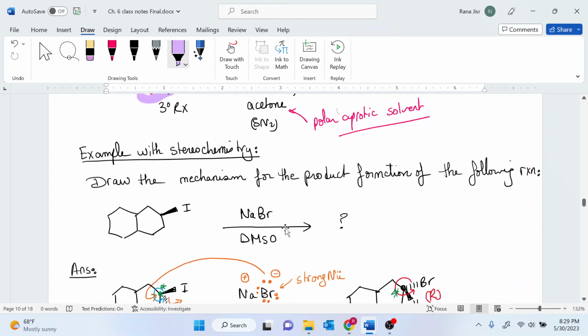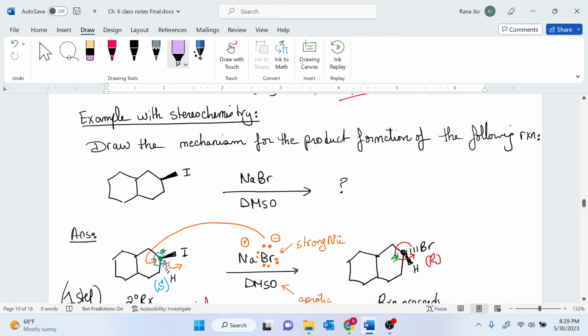Now let's have another example with the stereochemistry. If you are given the stereochemistry of the halogen, then in this case, you would need to show the stereochemistry of the product. So here I'm showing that the halogen is in front. And I know that every tetrahedral carbon has two bonds in plane, one bond in front and the other one is behind. This means that the hydrogen here is going to be behind.